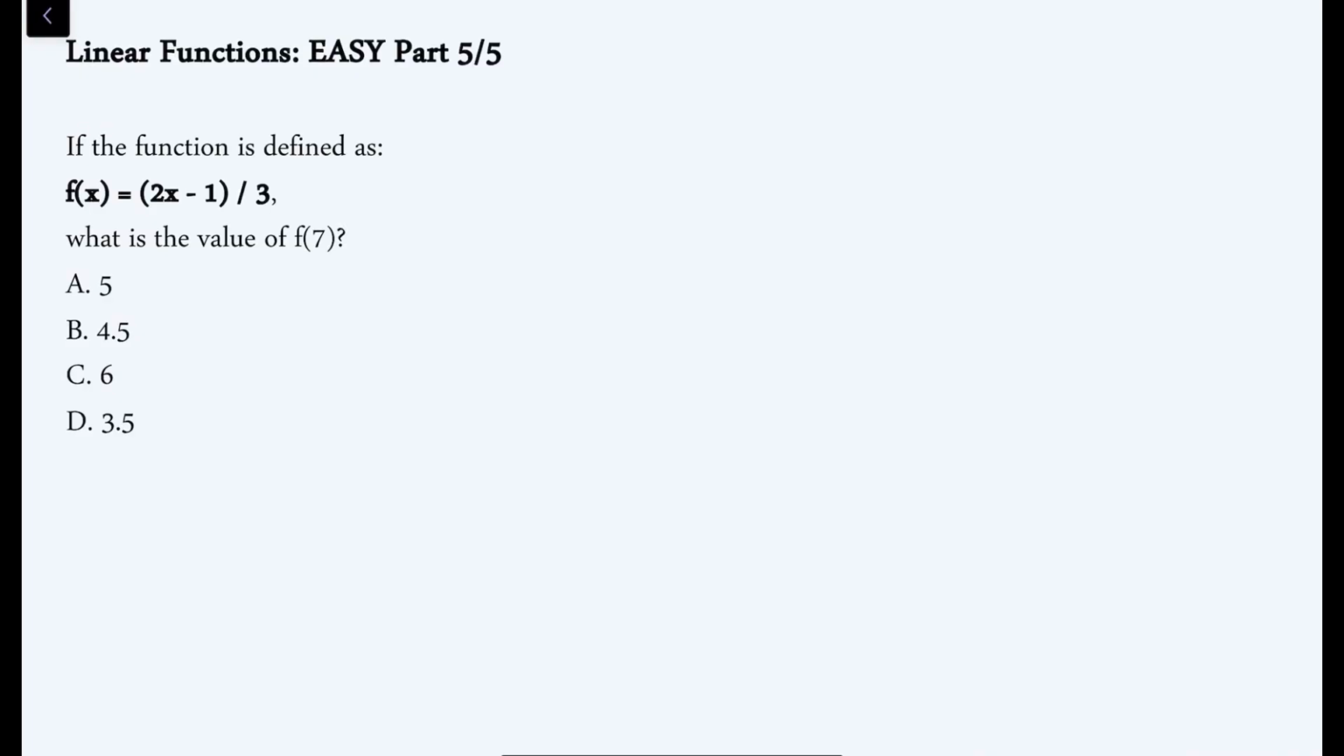If a function is defined as f of x is equal to (2x minus 1) over 3, what is f at 7? Okay, well, we've done this before, right? F at 7, what does that really say? Well, recall that this is in the form of f of x, meaning x is equal to 7.